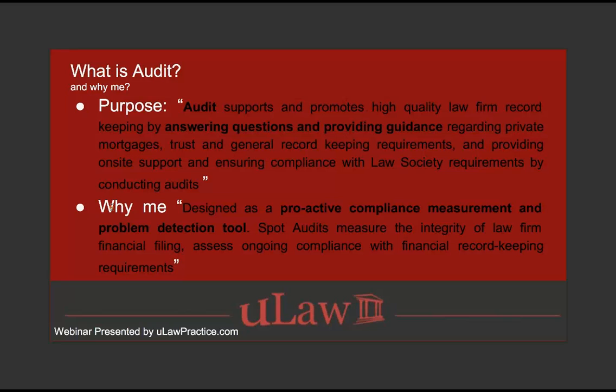As part of this review, they look at private mortgages, mainly they look at trust and general record keeping requirements. Are you following the record keeping requirements as stipulated by Bylaw 9 properly? Is one of the key elements that are actually checked in the audit. And providing on-site support to ensure compliance with Law Society requirements. So if the auditor finds something, what he's trying to tell you is, hey, you can do these things and correct yourself and come into compliance much more easily.